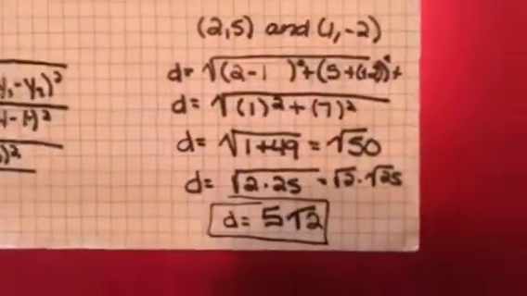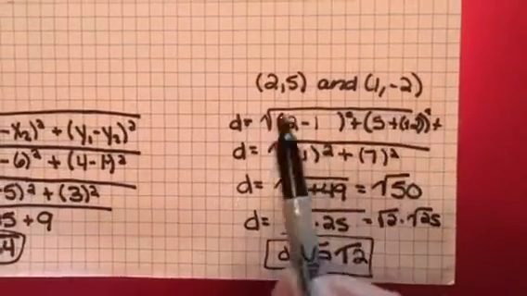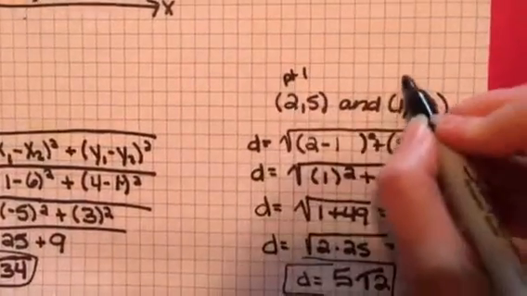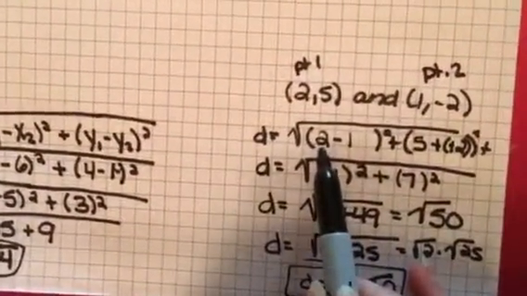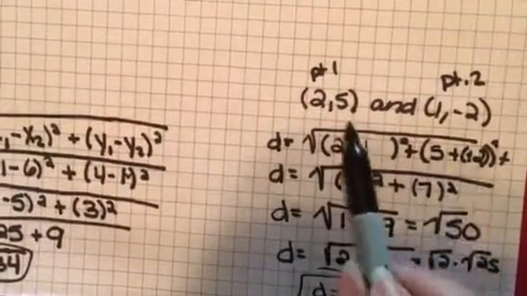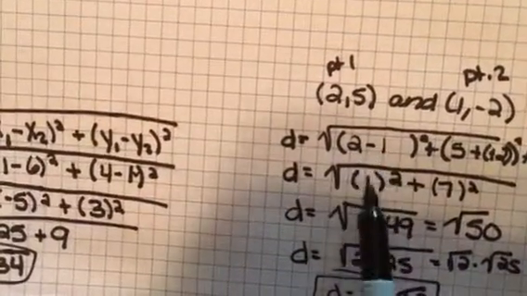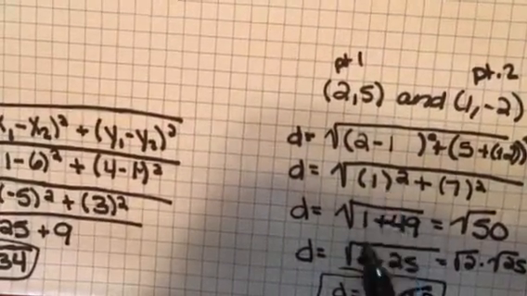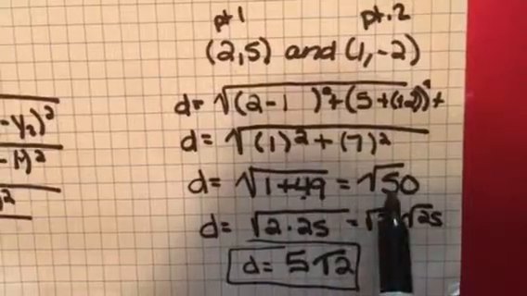I apologize, I'm just going all over, so I'll go over that again. We were given the points (2, 5) and (1, -2). I took my x values. This is point 1 right here, and this is point 2. So point 1's x value is 2 minus 1, and I'm going to square those. These are my y values. So my first point is 5 minus -2, and square that. 2 minus 1 is 1. 5 plus positive 2 is 7. So 1 squared is 1, plus 7 squared is 49. 1 plus 49 is 50.